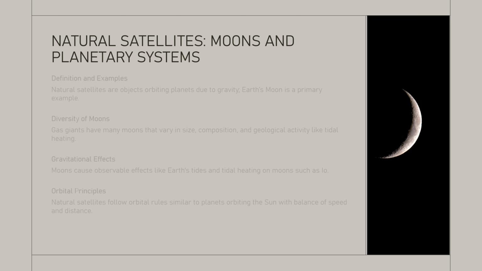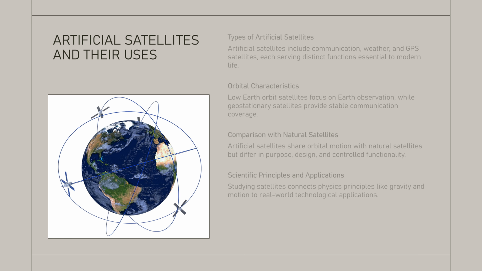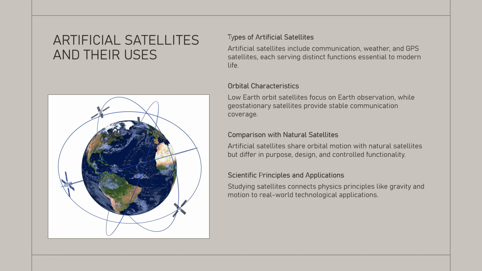Natural satellites are moons that orbit planets. Earth's moon is a natural satellite. Artificial satellites are human-made objects launched into orbit for various purposes. These include communication, weather forecasting, and global positioning systems, or GPS. Artificial satellites are human-made objects sent into space to orbit Earth or other planets. Their main uses include communication, weather forecasting, and navigation.